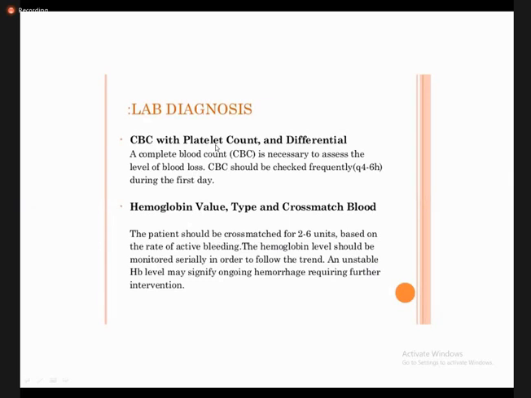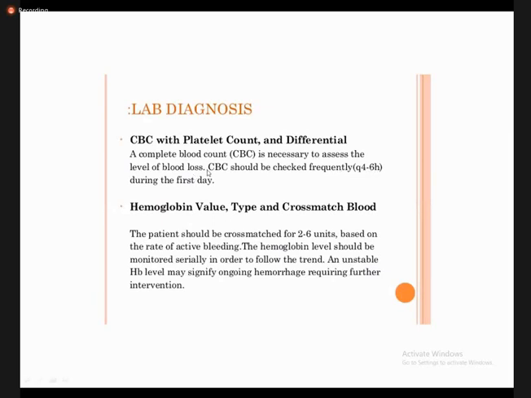Now, after taking a very good history and the examination, let's come to the lab diagnosis. So first of all, we have to go for the complete blood count with platelets. CBC is necessary to assess the level of the blood loss. How much blood has been lost?